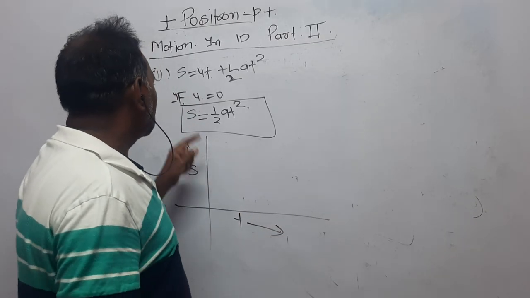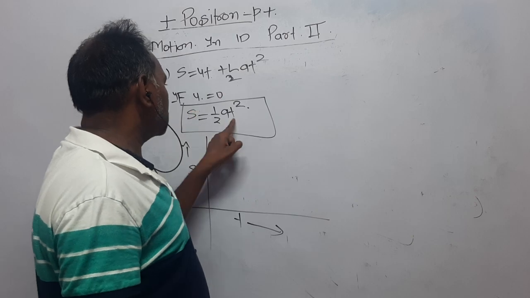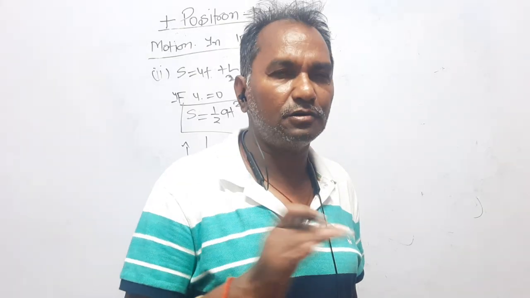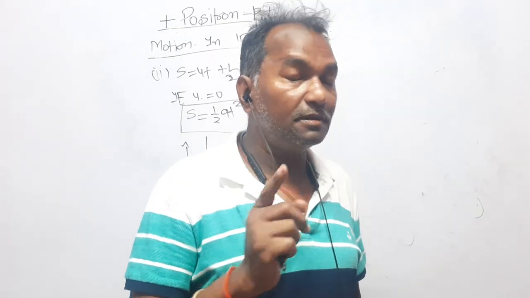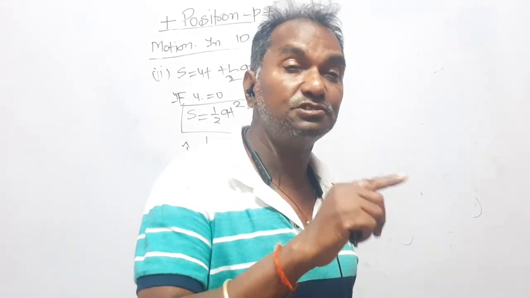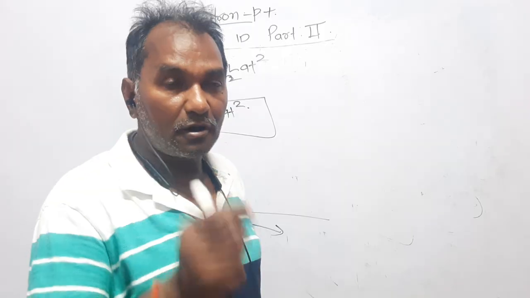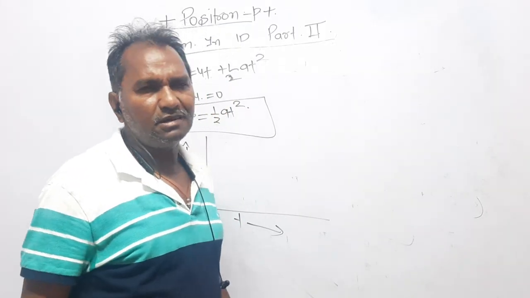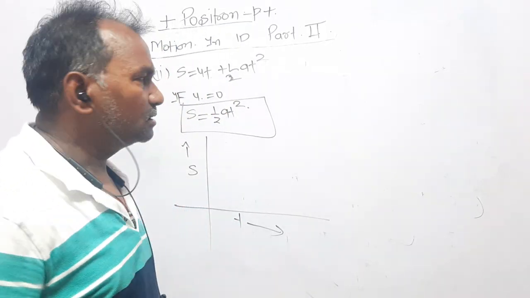Dear student, if s has power 1 and time has power 2, if you get such an equation where in the LHS there is power 1 and in the RHS there is power 2, or in the LHS power is 2 and in the RHS power is 1, then most probably it will be a parabola, right?